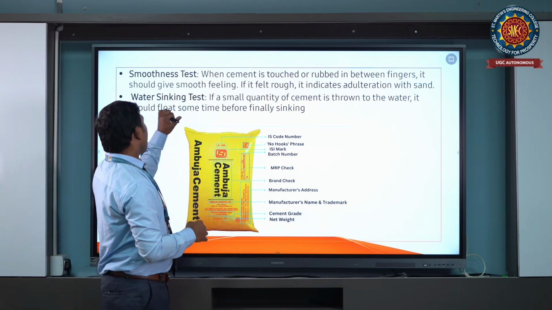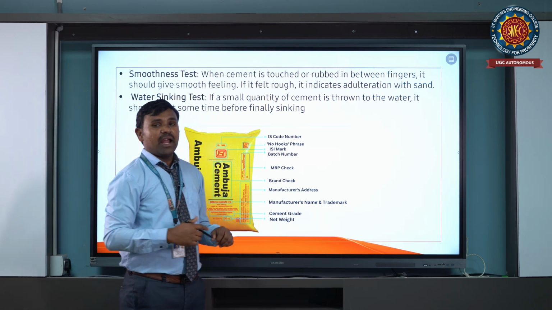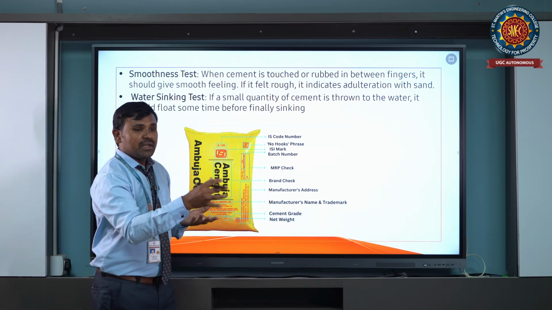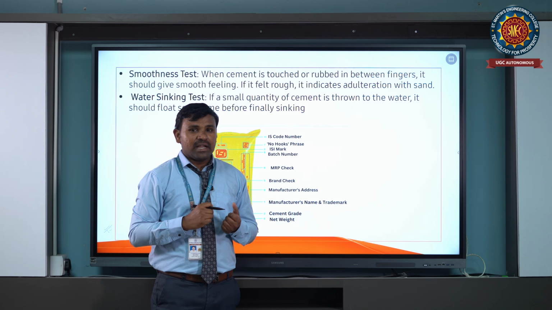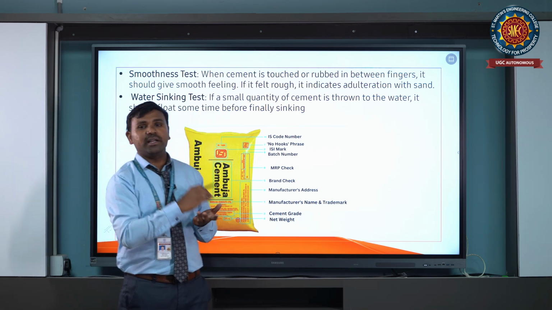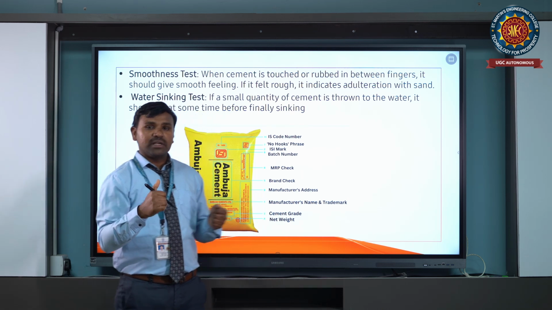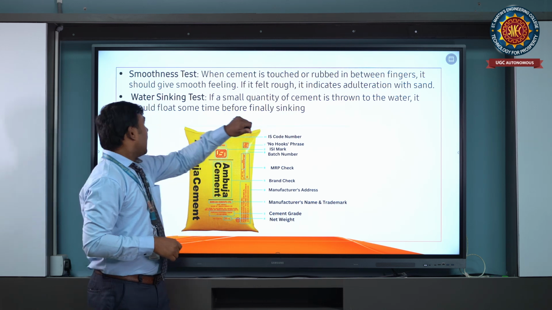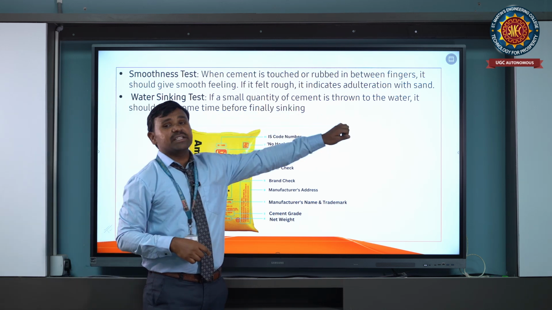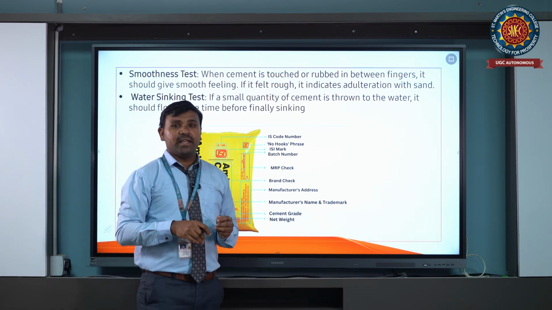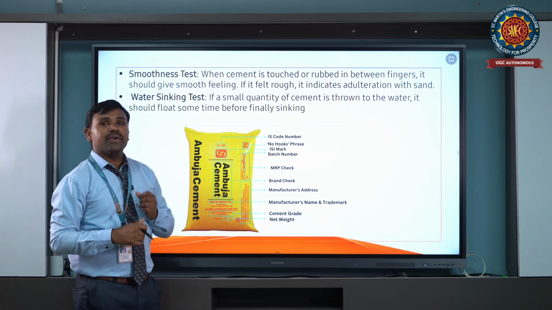And next, the water sinking test. Take some amount of cement and throw it in a bucket of water. If the cement sinks slowly in the water, then it is good cement. Otherwise, it is adulterated cement. If it does not float or it sinks immediately, the quality of the cement is very bad.